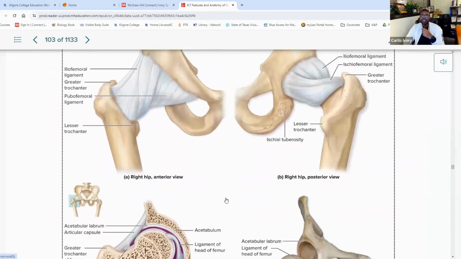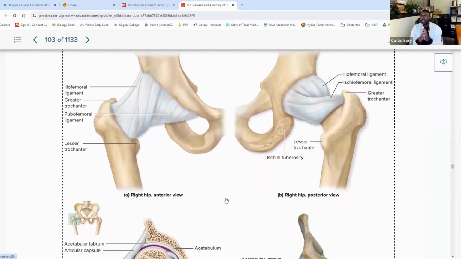So here we can actually see with the trochanters, remember the trochanters were found on the femur. They're only found on the femur, but those trochanters were sites of attachment for ligaments. And so here we can see that we have an iliofemoral ligament. We can see we have the pubofemoral ligament. So ilio, remember it would be the iliac bone, so it's iliac to femur, and then the pubofemoral ligament is going to be from the pubis to the femur.